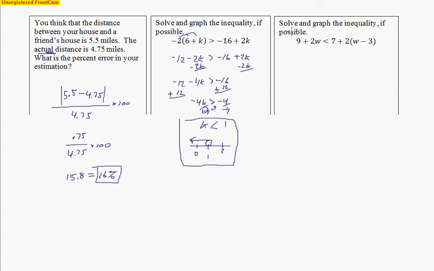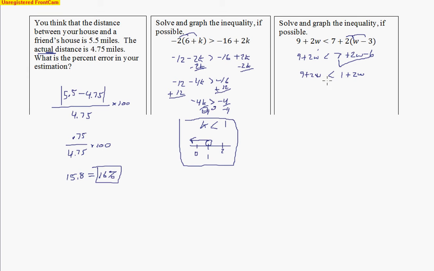And over here it says to solve the inequality if possible, and so we use the distributive property. So I have 9 plus 2w is less than 7 plus 2w minus 6. So I go ahead and do some work there to subtract those two numbers since they're opposite in sign. But I have more positives than negatives, so it's still positive. And I go ahead and do some work.